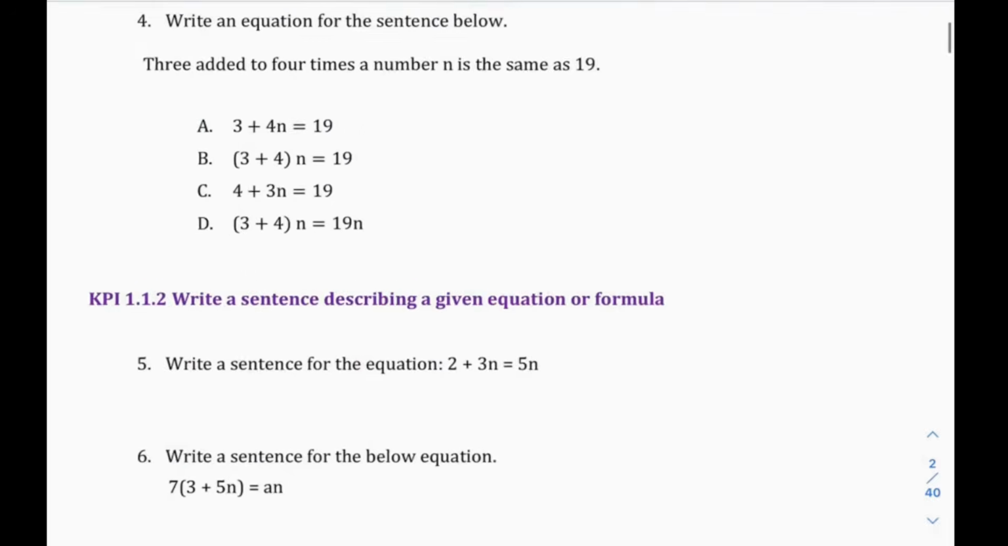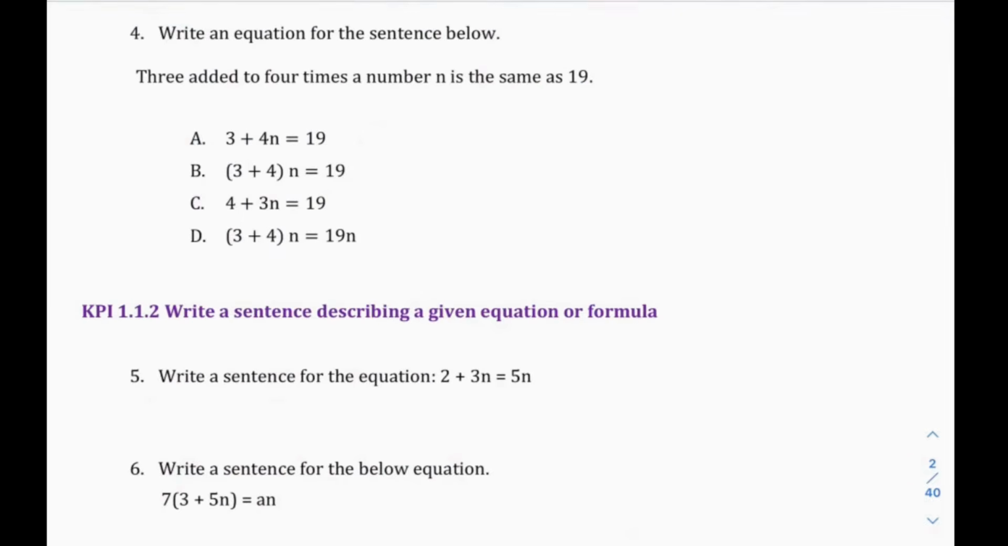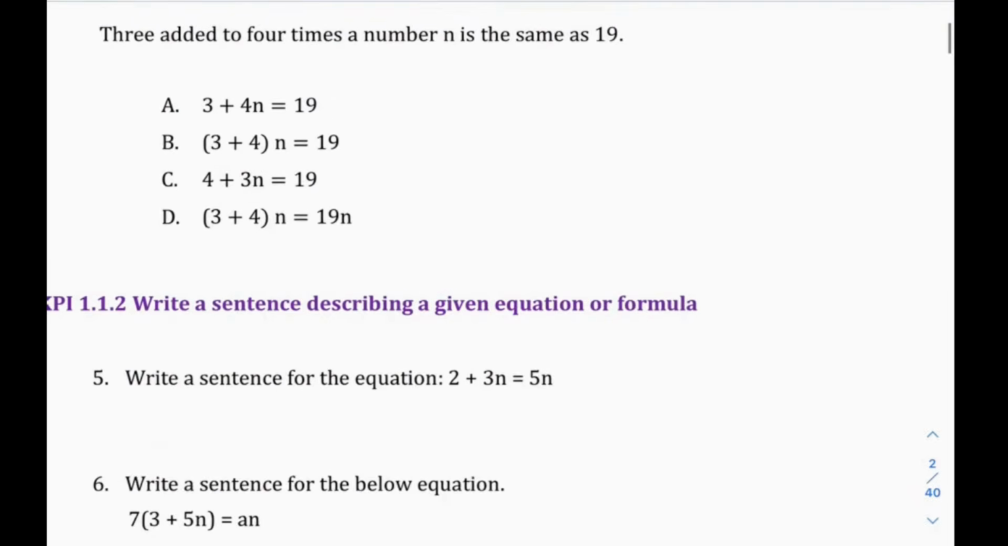Next, write an equation for the sentence below. So we will choose from the given options. 3 added to, or increased by, 4 times a number, any number, you can name it n, x, b, a, he has named it n, is the same as, means equal to 19. So which one is this? This is A.